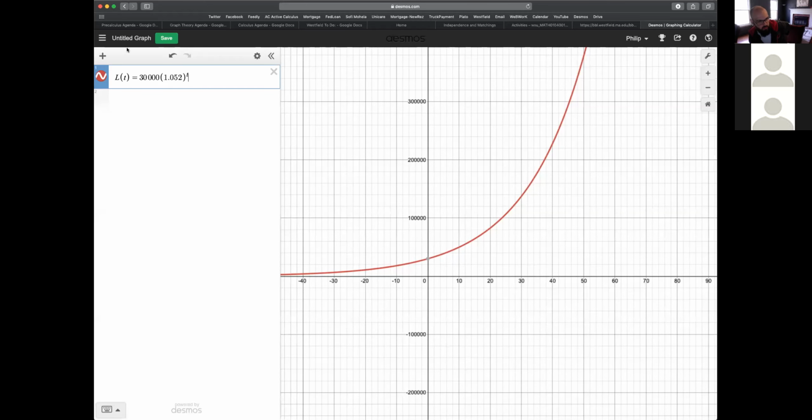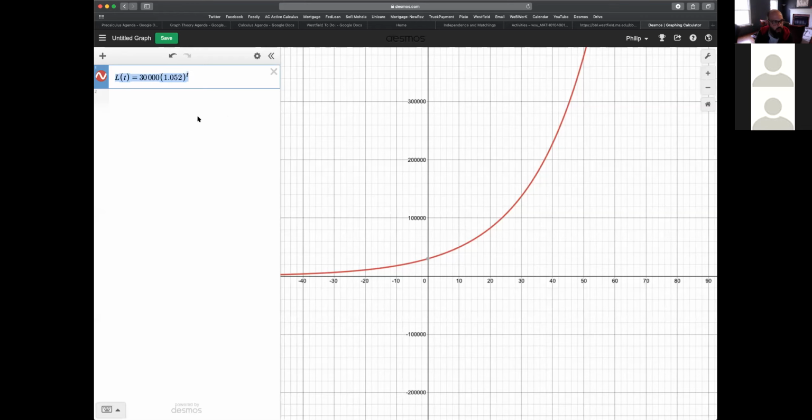This is April 7th, so we're going over precalculus. We're in the middle of a transition between exponential functions and logarithms. I'm going to talk through a quick example where we're looking at our student loan balance. This is the example that we ended with last Thursday.